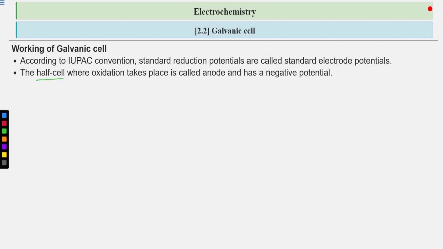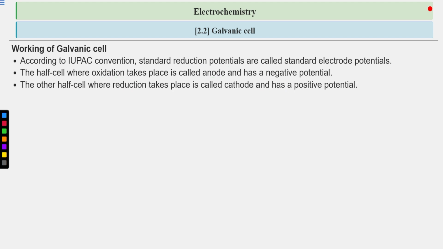The half cell where the oxidation is taking place is called the anode and has negative potential. In the galvanic cell, the half cell where the oxidation process is taking place, that means the releasing of electrons is taking place at that electrode. So that electrode is known as the anode. Okay, and it will have a negative potential.